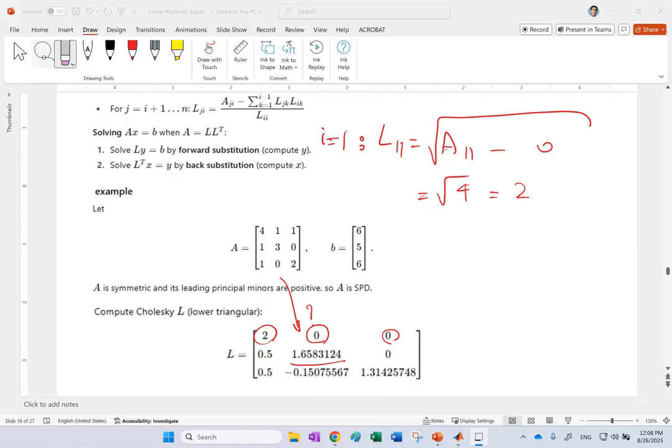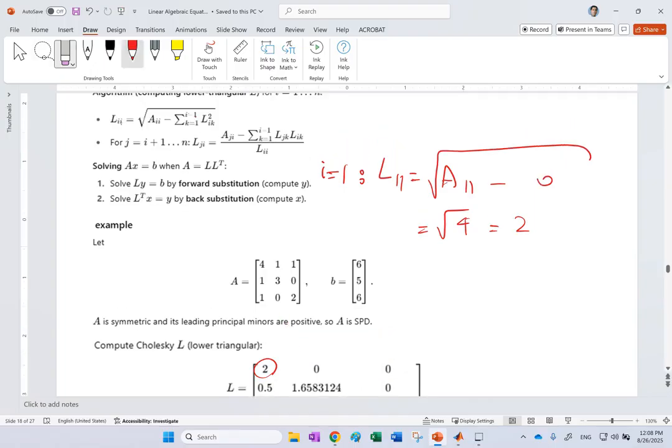So you might say, how would you find the rest of it? I need to find these other elements. In this case, if I look at the formula, you can see that here it says J goes from I plus 1 to N. So if I is 1, J is going to be 2 and 3 in this case. So this is going to give me L21 and L31. So L21 and L31 for I of 1 can be found from this formula.